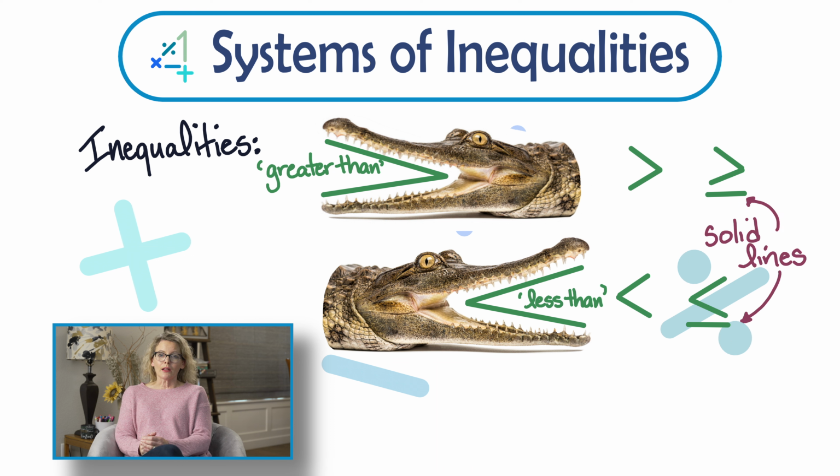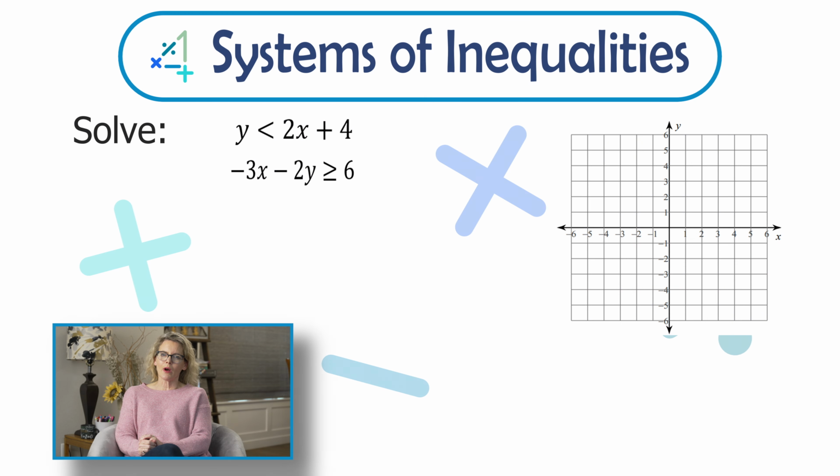We will use a solid line for the or equal tos and a dotted line for greater than and less than, indicating that those answers do not touch the lines. To solve these, we will simply graph each inequality, and the answers will be where the shadings overlap. We'll start with y is less than 2x plus 4. It's in our favorite form.